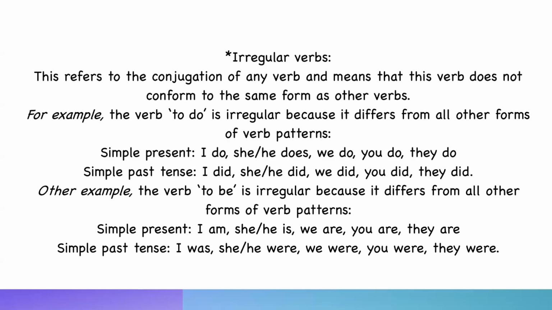Another example, the verb to be is irregular because it differs from all other forms of verb patterns. Simple present is, I am, but she or he is, and we are, you are, they are. The simple past tense, I was, but she or he were, we were, you were, they were.